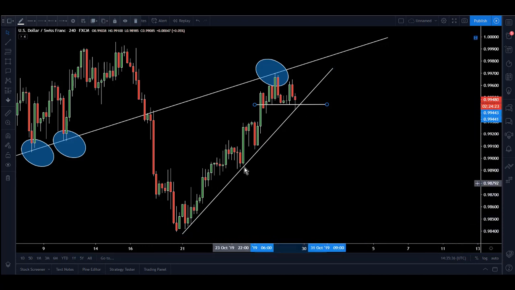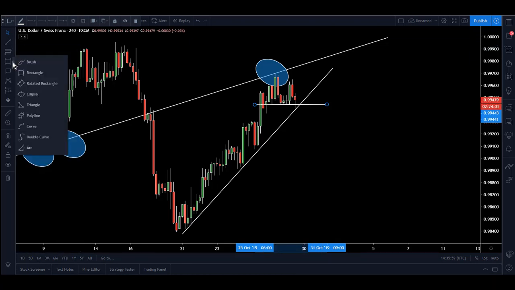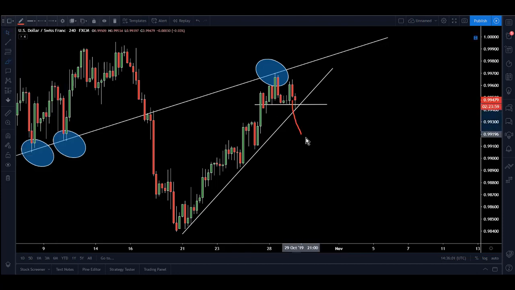So we've got this trend line here, and we've got this horizontal here. We'd want to see really a clean break of both the trend line, or the CTL as we call it, the counter trend line, and this horizontal level of support. Preferably looking for a break, retest, and then further downside like that.